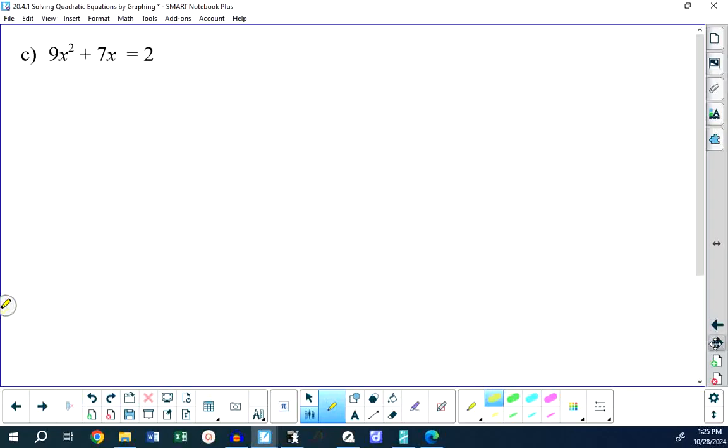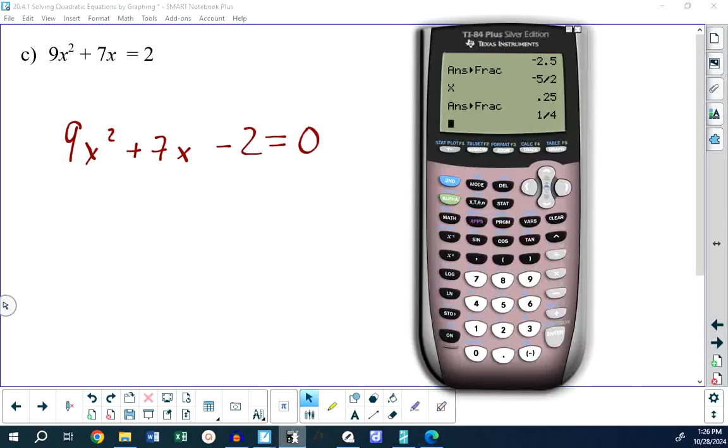9x squared plus 7x minus 2 equals 0. Just based on how we set this up with the warm-up, in order for this x-intercept thing to work, we need to zero the equation. Well, I'm not even going to write down y equals. Let's just go at it here. 9x squared plus 7x minus 2. So that equals 2 became minus 2 because I subtracted 2 from both sides.